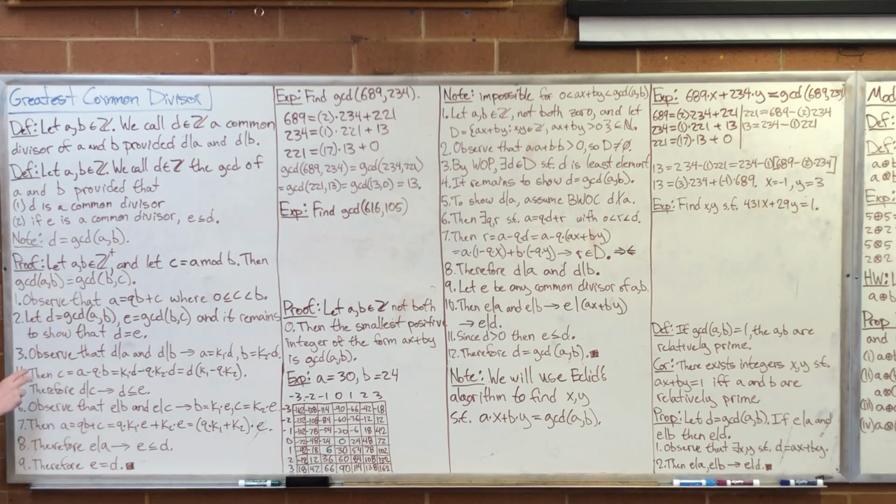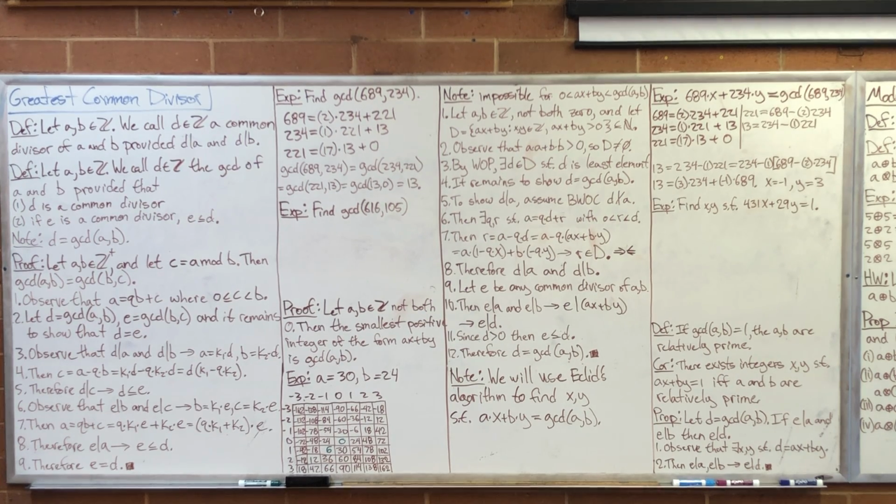So, let D be the greatest common divisor of A and B, and let E be the greatest common divisor of B and C. Remember, what we're trying to prove is that these two are equal. It remains to show that D is equal to E. We're trying to prove that this GCD is equal to this GCD. We're calling this one D, we're calling this one E.